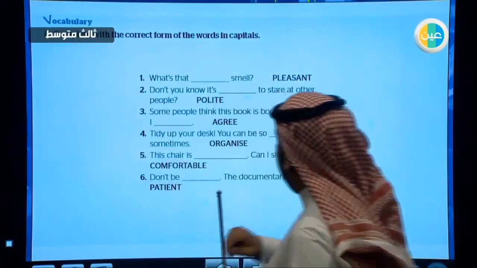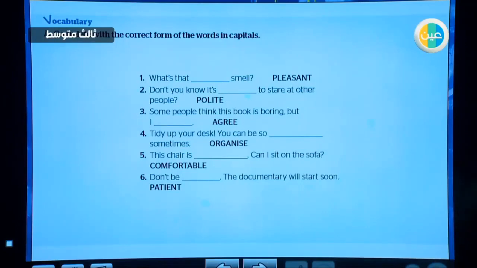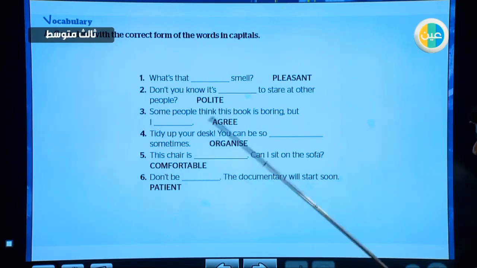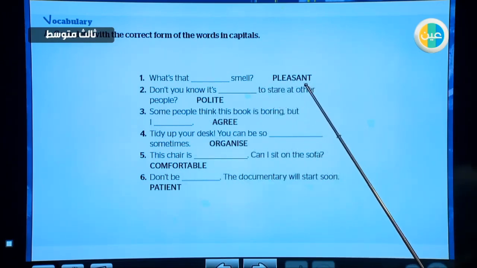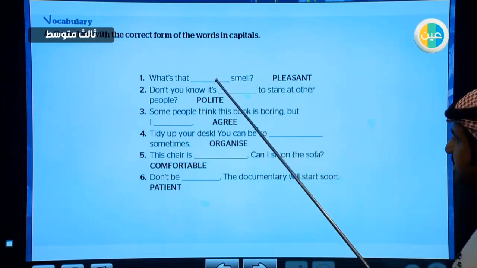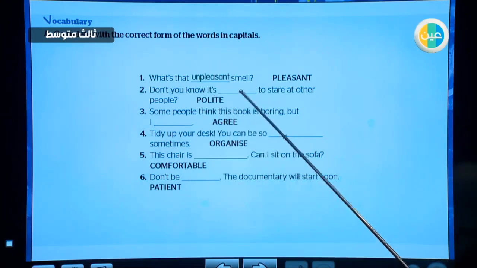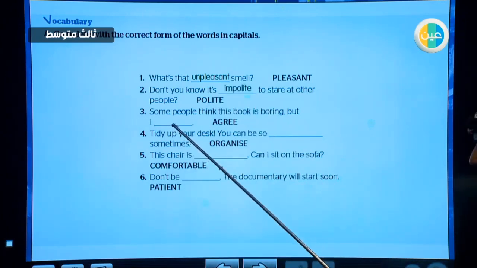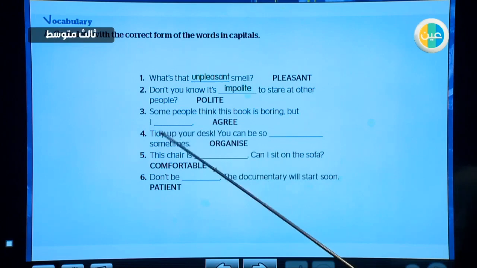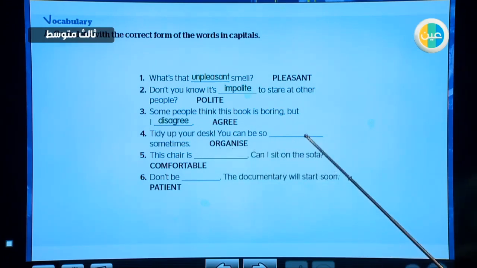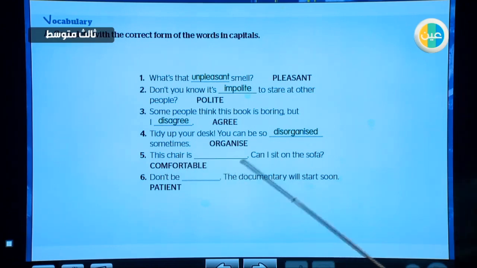All right. Here, maybe you remember the prefixes that give you the opposite meaning of an adjective or a verb. What's that smell? Yes, pleasant. What's the opposite of that? Excellent. Unpleasant. Do you know it's polite? Impolite. Excellent. Number 3. Some people think this book is boring, but I disagree. Excellent. Tidy up your desk. You can be so sometimes organized. Yes, excellent. Disorganized.